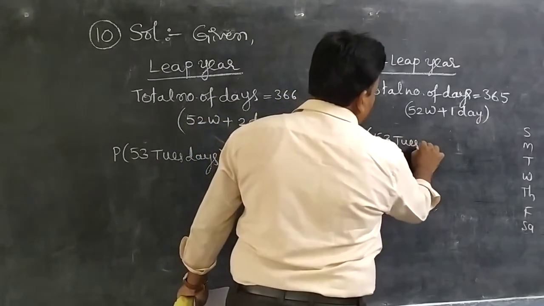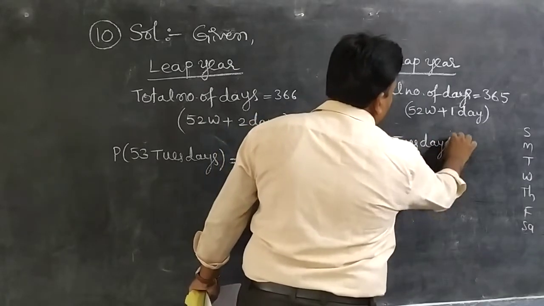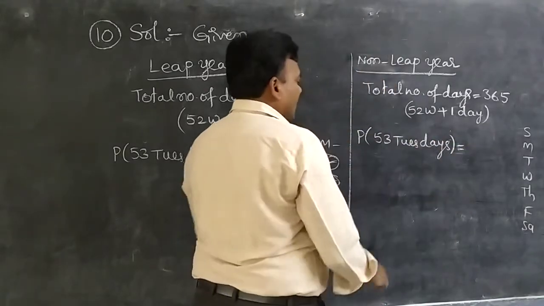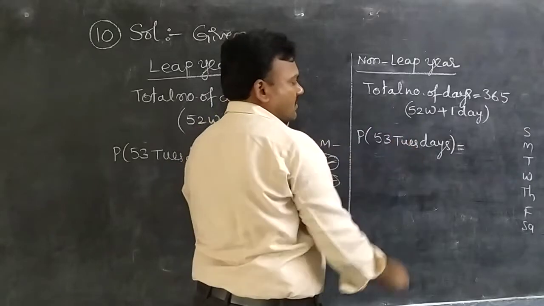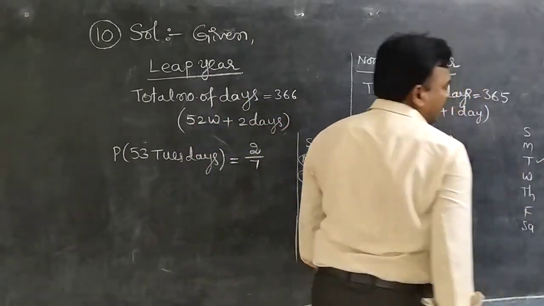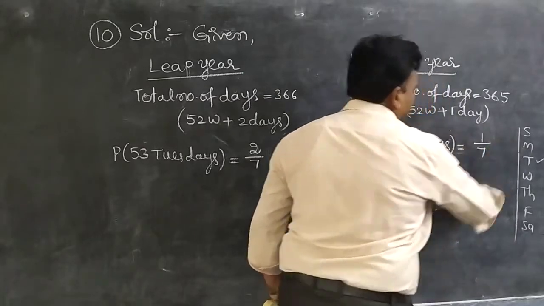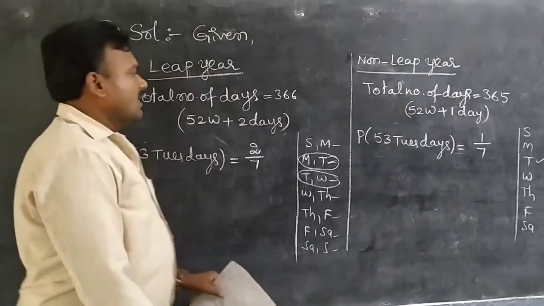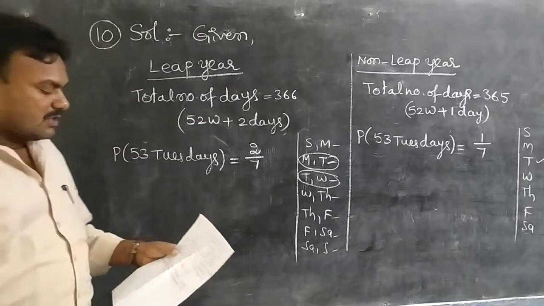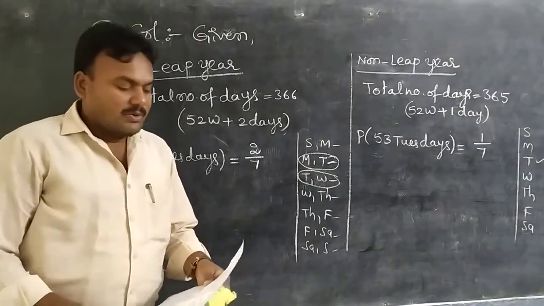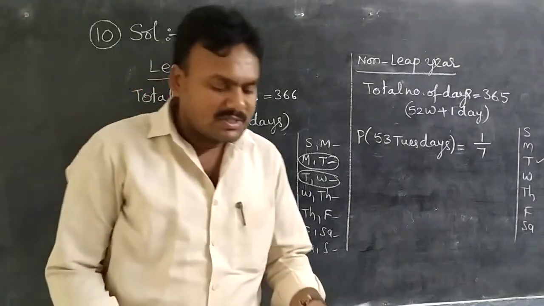Already 52 Tuesdays are included, and we add 1. So how many chances? Only 1 chance. Total number of outcomes equals 7. That is 1 by 7 is the solution. This is the solution of the given 10th problem, students. So this model paper problem explanation was completed.